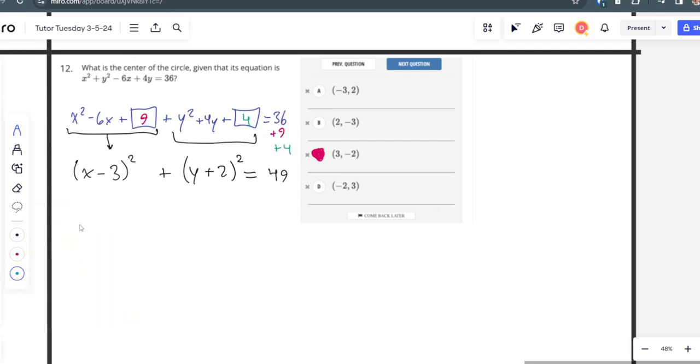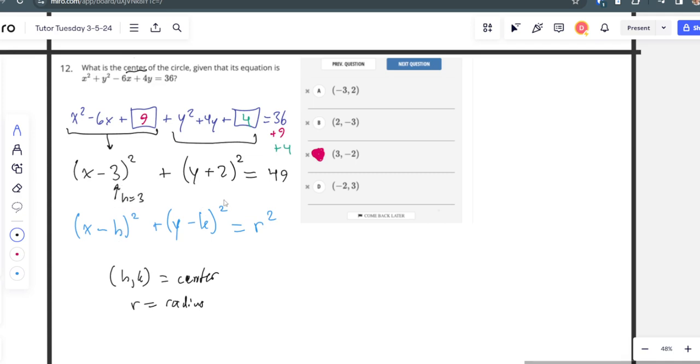Now you just need to compare this to the standard form of a circle, which is x minus h squared plus y minus k squared equals r squared. So h comma k is your center, and r is your radius of the circle. And because they're asking specifically for the center of the circle, our h value is 3, h equals 3, and our k value is negative 2, right? Because it's y minus k. So assuming k is negative 2, that would make us y plus 2.